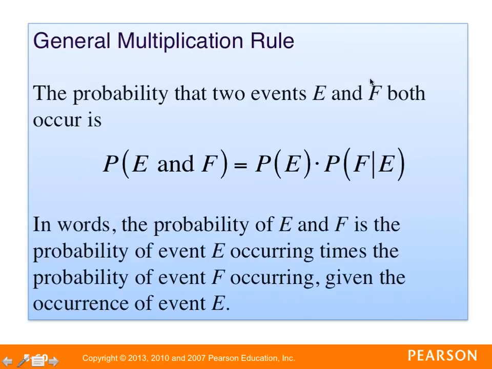So the probability that two events E and F both occur is given by the probability of E and F equals the probability of E times the probability of F given E. So in other words, the probability of E and F is the probability of an event E occurring multiplied by the probability of F occurring given that E already occurred. So this is slightly confusing to think about. Once you've used it a few times, you'll get used to it.